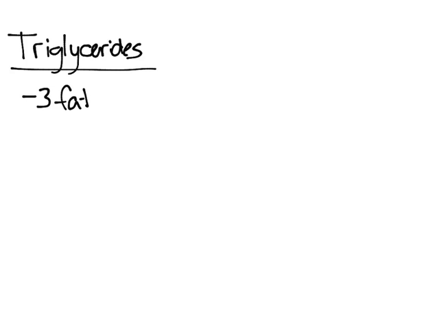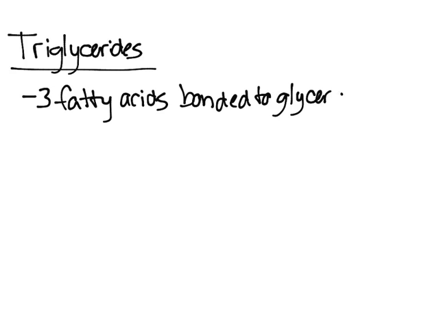So triglycerides, also called neutral fats, are 3 fatty acids bonded to a glycerol. And glycerol is just a 3-carbon alcohol. And each of the bonds the fatty acid forms is formed by dehydration synthesis.